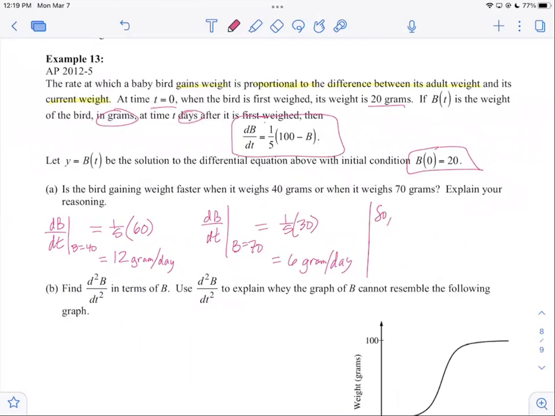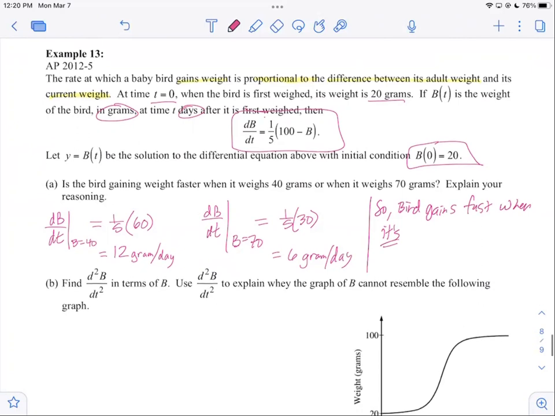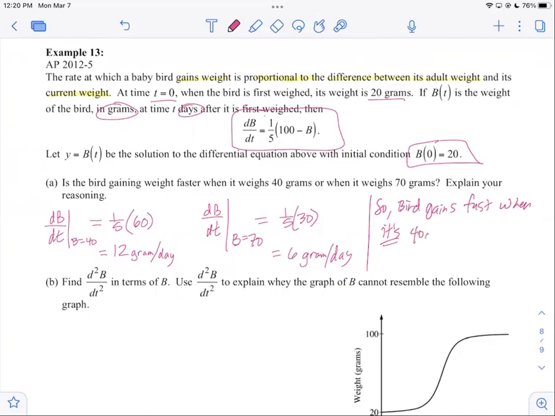So the bird gains faster. You can say weight if you want. When it's, and that's a good use of a pronoun, right? When I say it's there, does everyone see the antecedent? Some people on the test, we'll go over tomorrow, were saying it, you know, and I wrote, what is it? But in this case, it's the bird. When it is 40 grams.